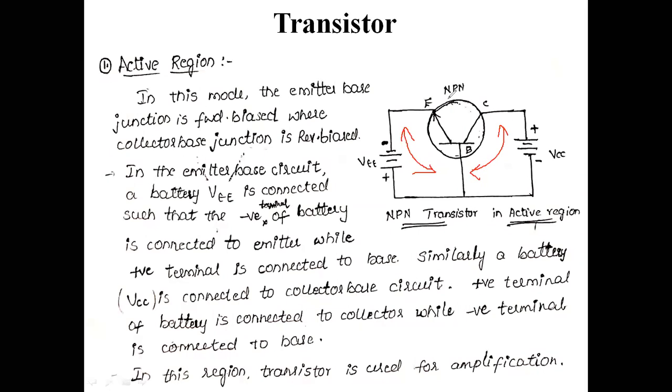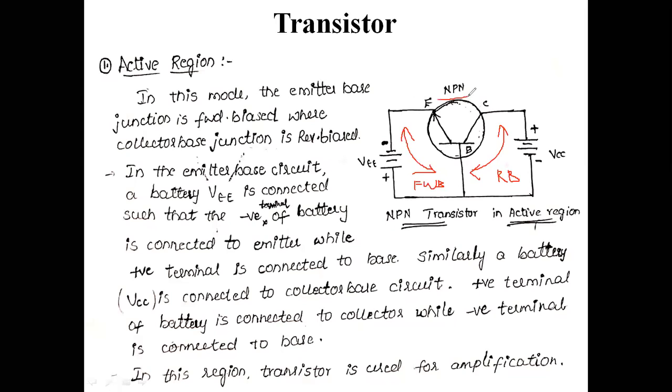If the n-type semiconductor material is connected to negative and p-type is connected to positive, then it is in forward bias condition. If p-type is connected to negative and n-type is connected to positive, then it is in reverse bias condition. Then this transistor is operated in active region. Here we are connecting the emitter terminal to negative and the base terminal to positive.